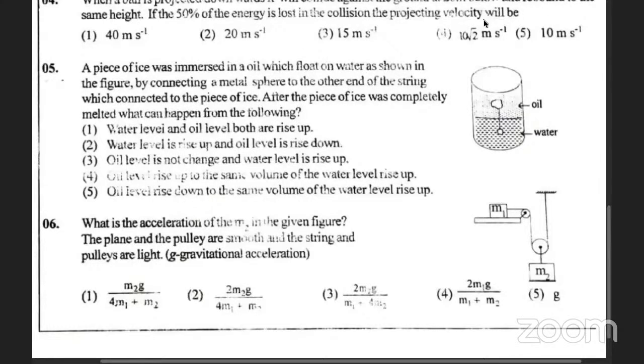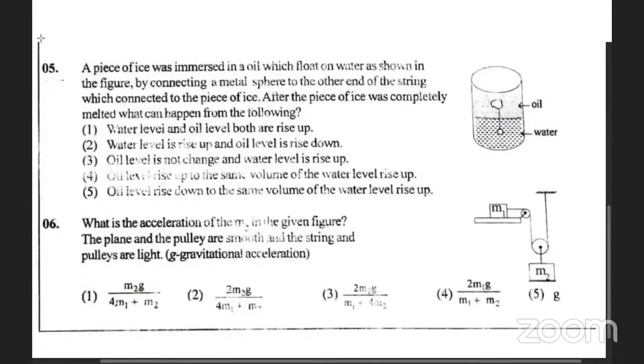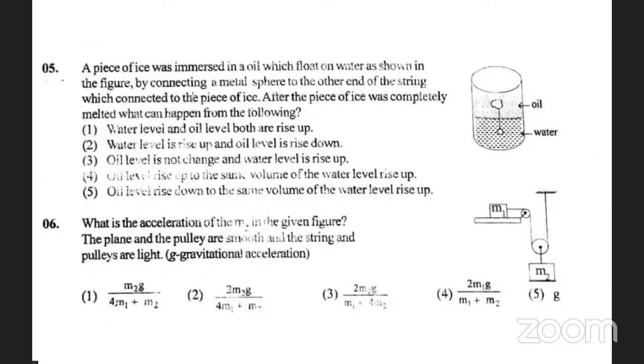A piece of ice was immersed in oil which floats on water, as shown in the figure, by connecting a metal sphere to the other end of the string which is connected to the piece of ice. After the piece of ice was completely melted, what can happen from the following? So a piece of ice was immersed in oil which floats. Okay, so this is the piece of ice initially, no people? This is the piece of ice initially.